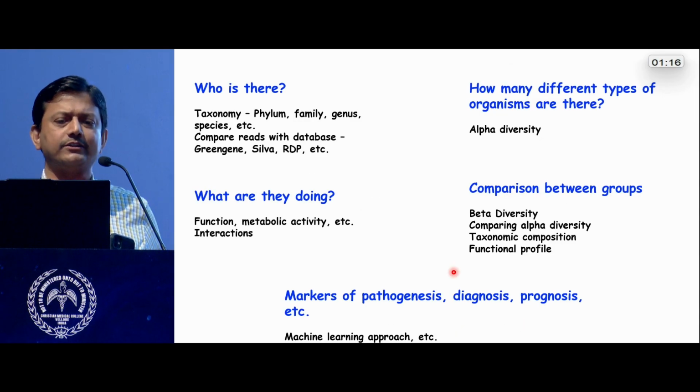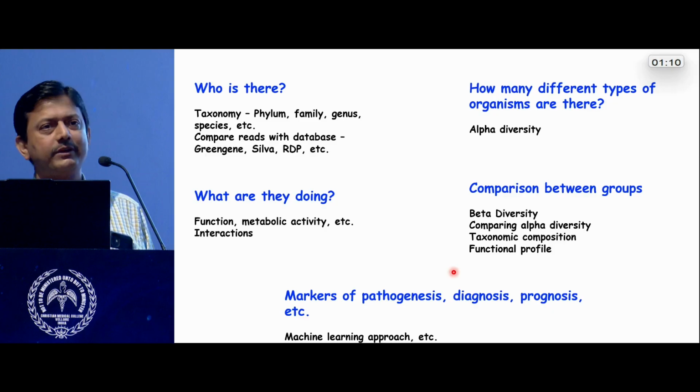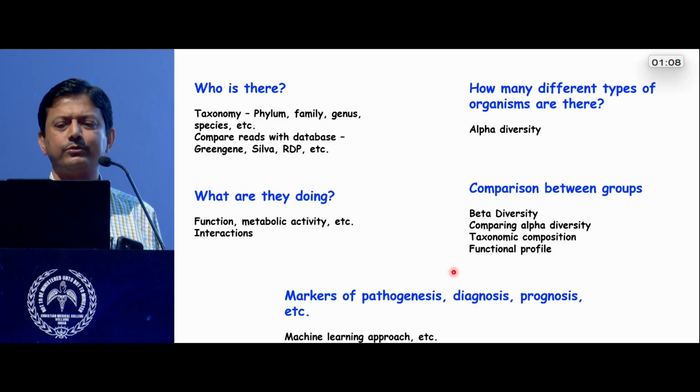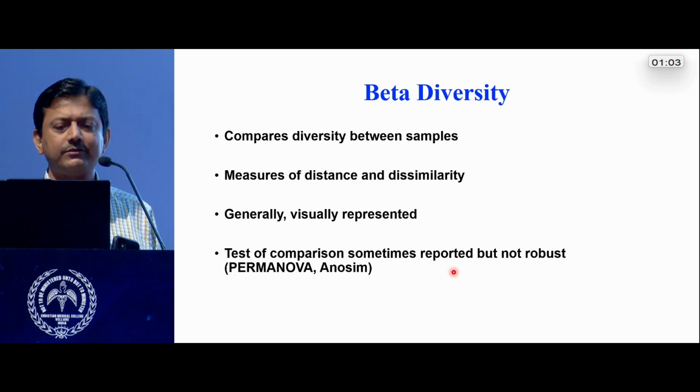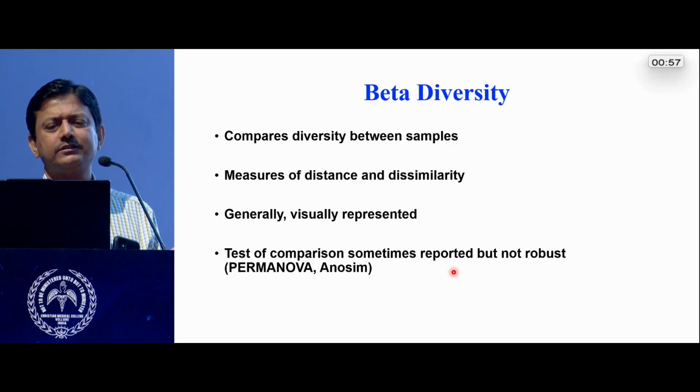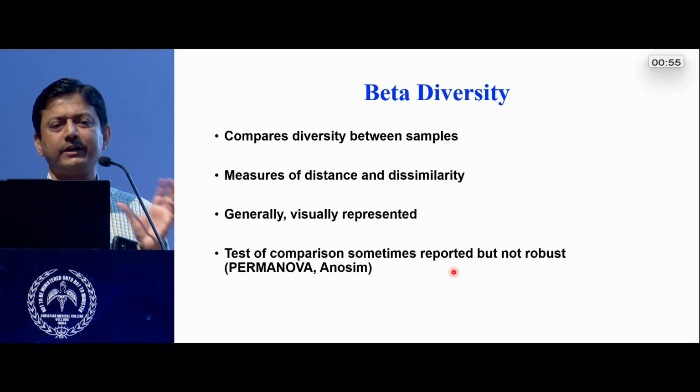So now we found out what the organism is, what the diversity is, what they are doing. Now we want to compare. We want to compare the cases with the controls, between the two groups. So for comparison, there are now different metrics. The first is the beta diversity, again a very commonly used term. It's a little bit difficult to understand initially, but as you read more and more, you'll be able to get a clarity on this. So beta diversity is always a comparison of diversity between two samples.